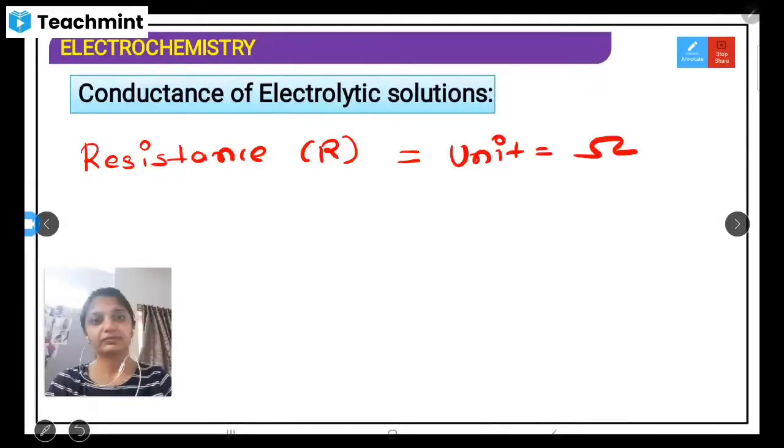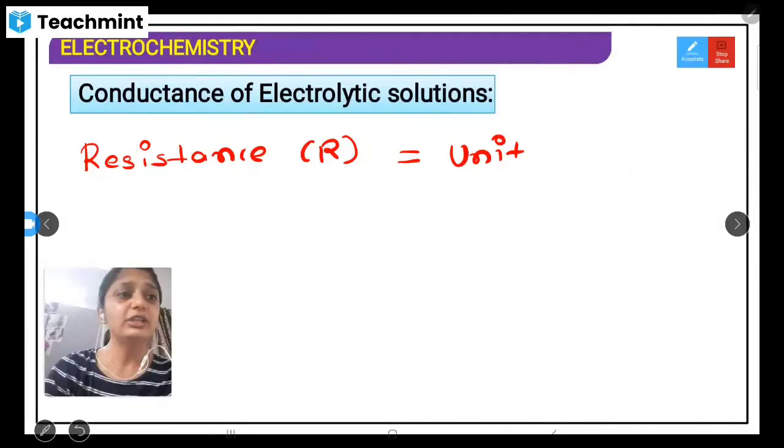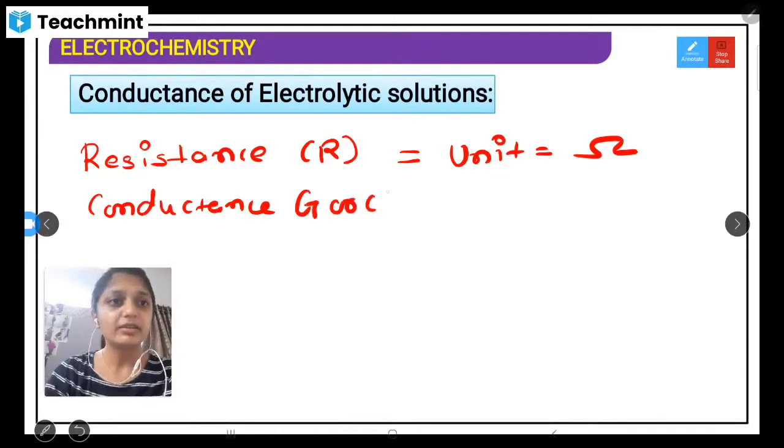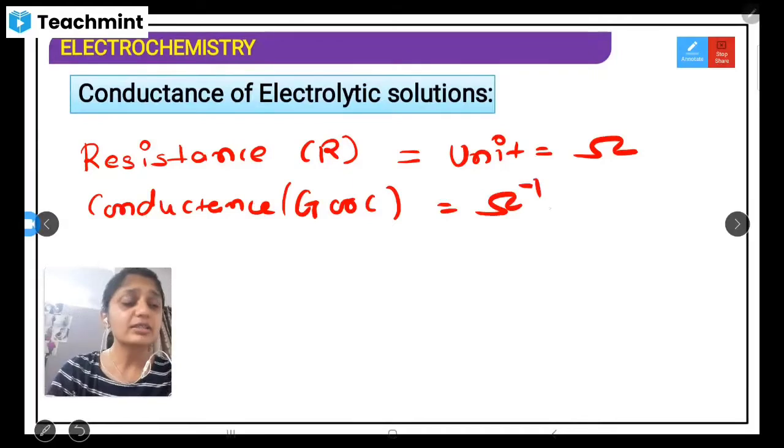Reciprocal of resistance is conductance. That is represented by the symbol G or C. It is the reciprocal, so the unit can be ohm inverse or mho or Siemens.